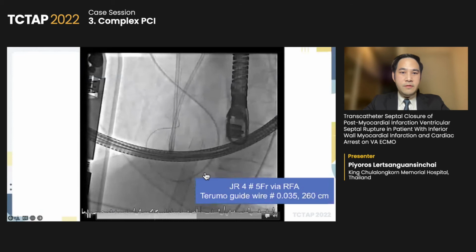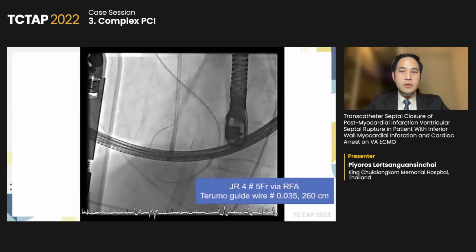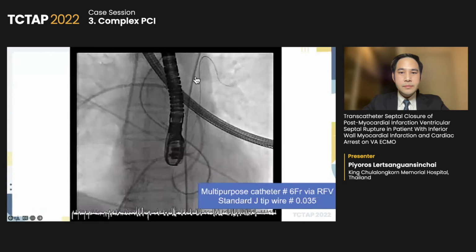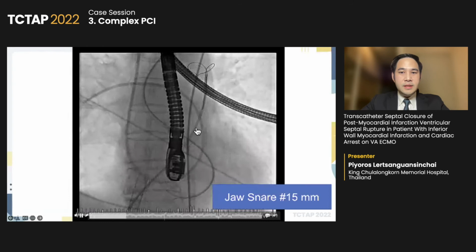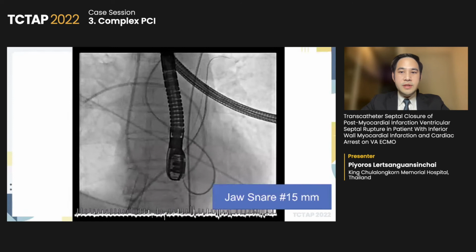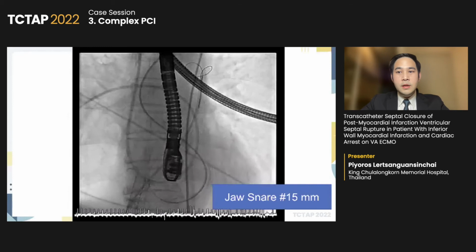Then we crossed the defect from the left ventricle to the right ventricle with a 0.035 long Terumo wire and landed the Terumo wire in the pulmonary artery. Then we advanced a 6 French multipurpose catheter to the pulmonary artery via the femoral vein. Then we inserted a 15 millimeter goose neck snare through the multipurpose catheter to snare the Terumo wire in the pulmonary artery and externalize it via the femoral vein to form an AV loop.